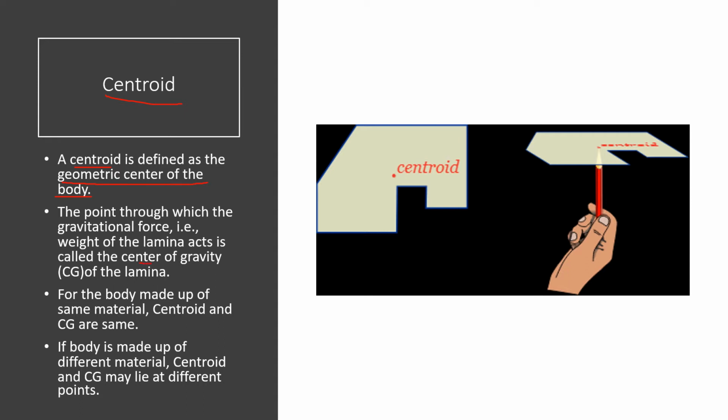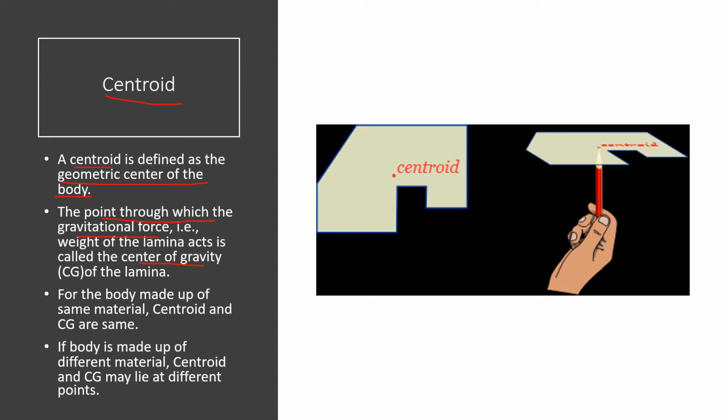Then what is center of gravity? The point through which the gravitational force, that is the weight of the lamina, acts is called the center of gravity of the lamina. In other words, we can say that a point through which the entire mass of the body is assumed to act, that particular point is called the center of gravity.